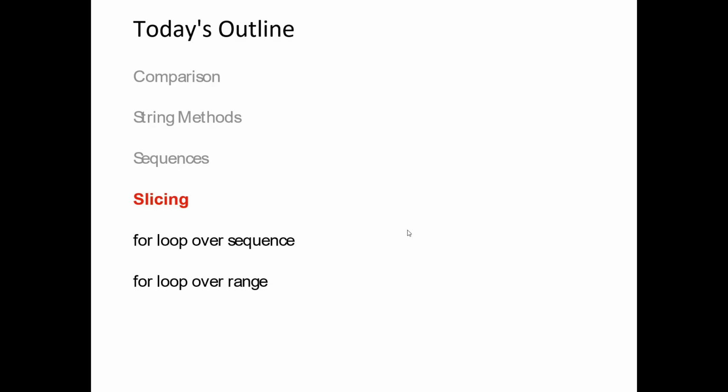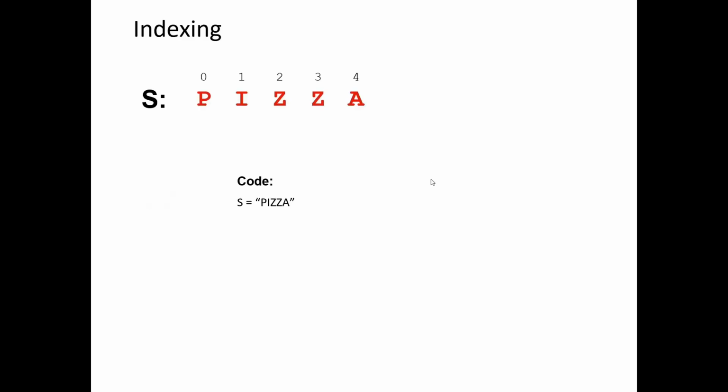All right, so next up I want to talk about slicing. I introduced this idea a little bit ago. Indexing was a way to get one character. Slicing is going to let me grab multiple characters, a piece of the string. So, quick review of indexing: if I'm going to be slicing something, what better to slice than pizza?